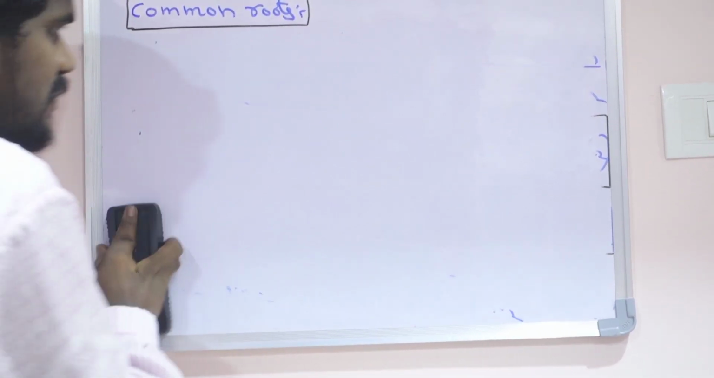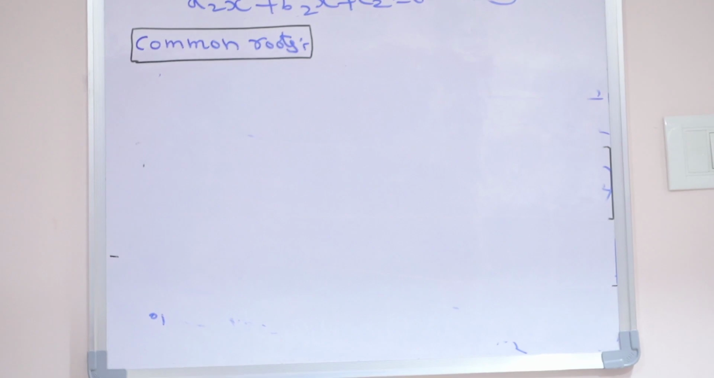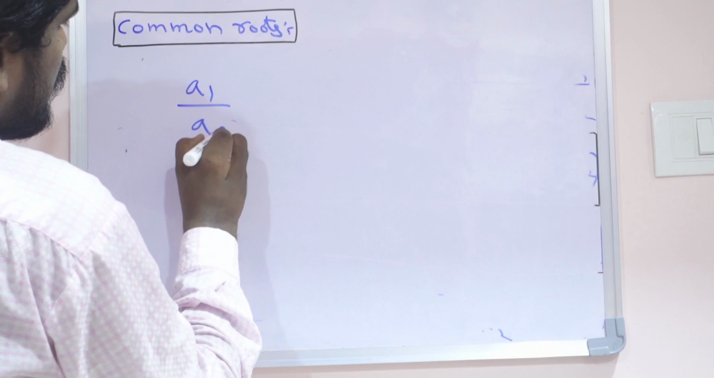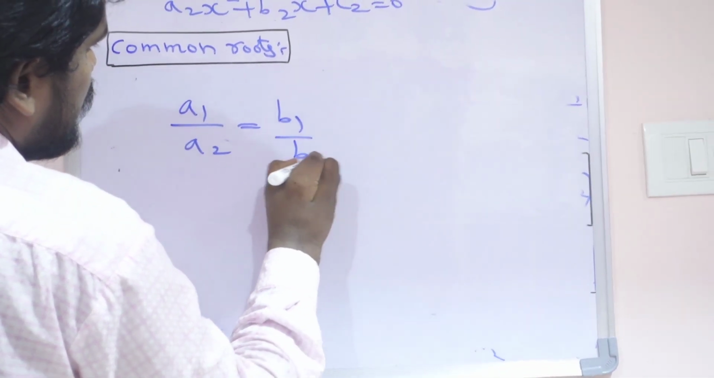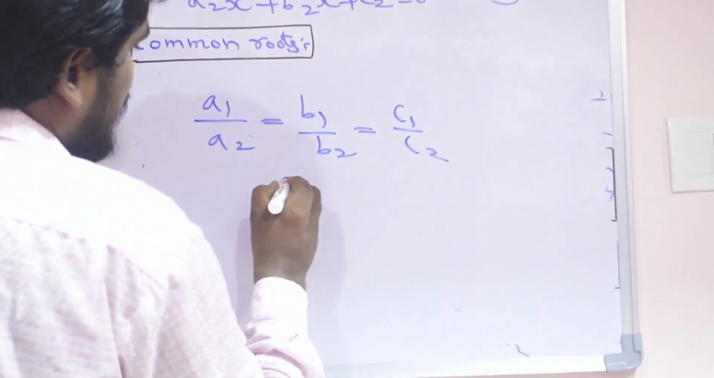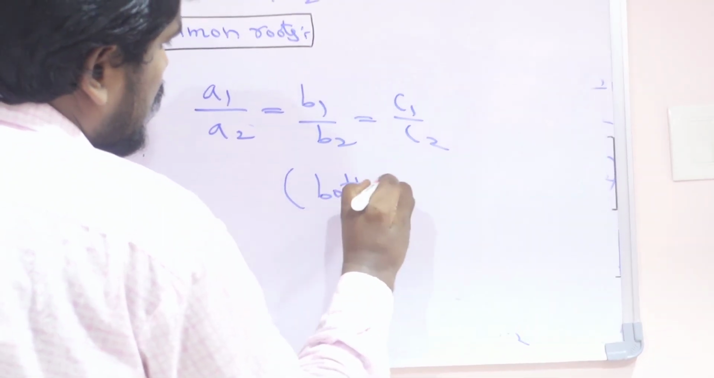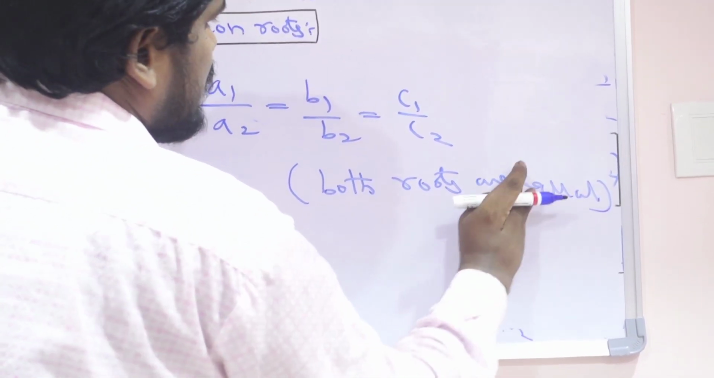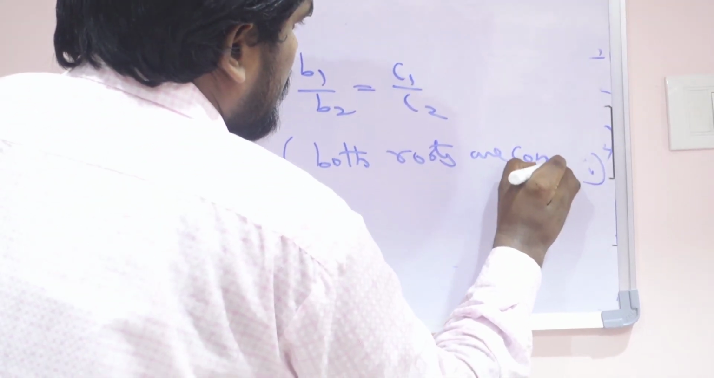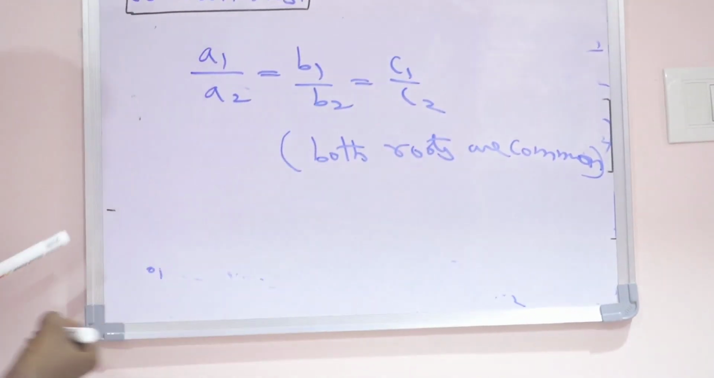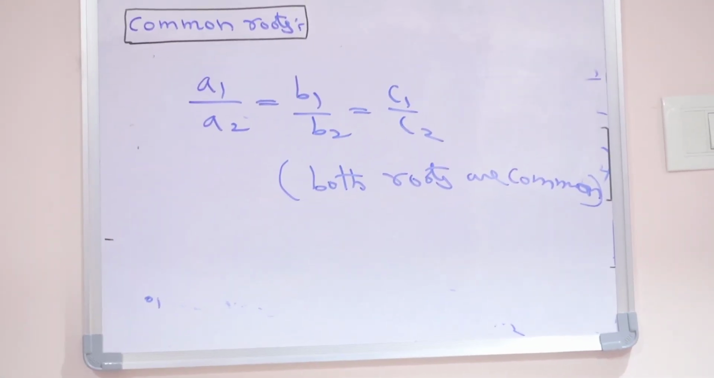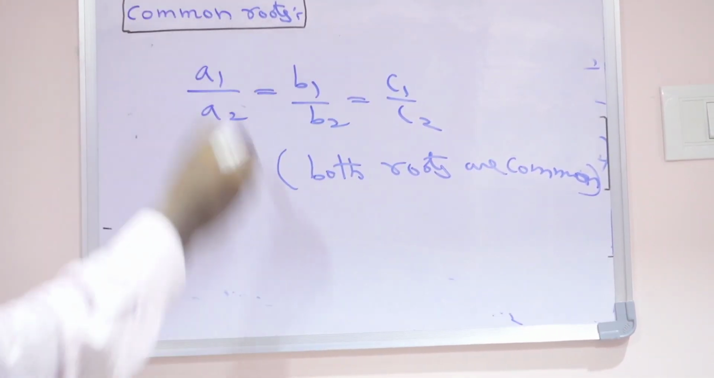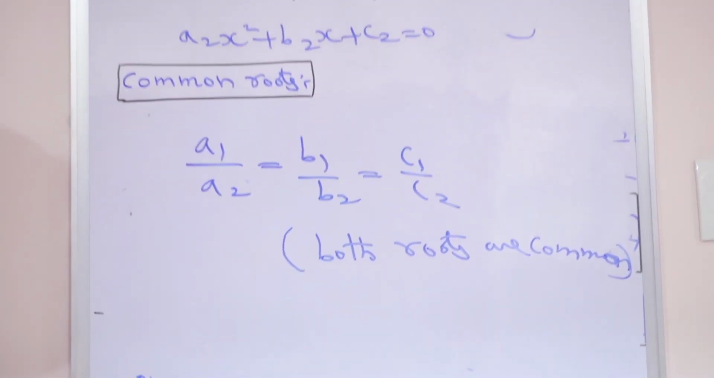So two equations are identical means the condition is a1 by a2 is equal to b1 by b2 is equal to c1 by c2. So this is the condition for both the roots being common. What is the condition for both the roots being common? a1 by a2 is equal to b1 by b2 is equal to c1 by c2. Both the roots are common means two equations are identical. So we go for the next concept.